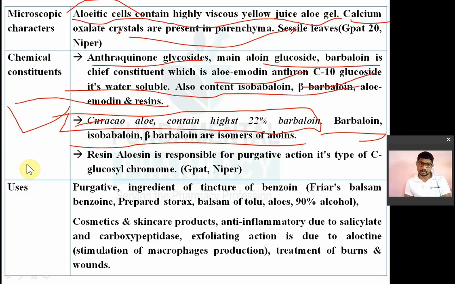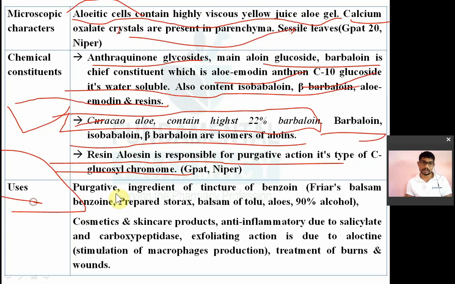Now along with this, there is one resin in this aloe vera known as aleucine. Aleucine is the resin responsible for the purgative action, and it is a type of C-glucosyl chromone. जो है laxative and purgative activity अगर पूछा है आपको तो barbaloin बोल दो. अगर the resin responsible for the purgative activity ऐसा पूछा है तो aleucine. The use of this, okay, it is a purgative ingredient of compound tincture benzoin. Tincture benzoin जो है that is Friar's balsam. उसका ये ingredient होता है.